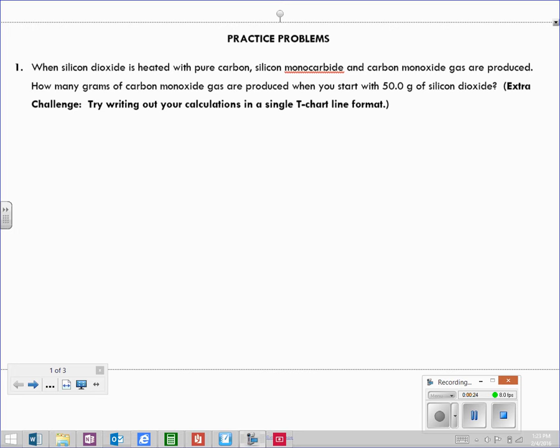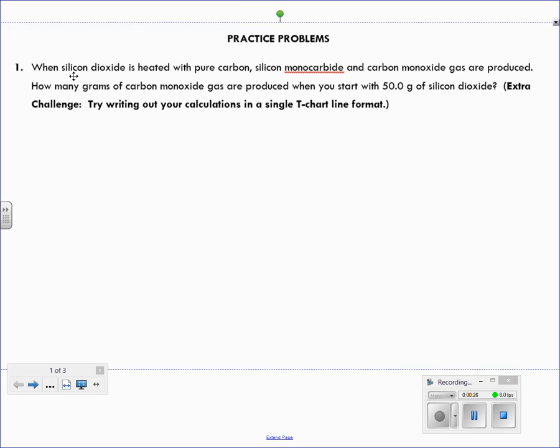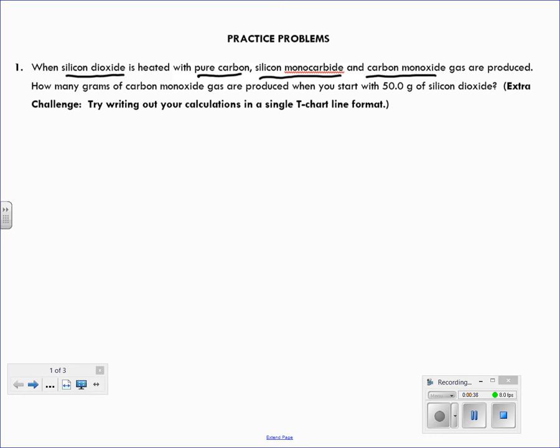First question says, when silicon dioxide, and for the record, as I go through, I'm just going to underline parts that I think will be important. When silicon dioxide is heated with pure carbon, silicon monocarbide and carbon monoxide gas are produced. How many grams of carbon monoxide gas are produced when you start with 50 grams of silicon dioxide? Okey dokey. Extra challenge, single T-chart line format, which is my personal favorite because it makes my little nerd heart go pitter-pat. So remember that every stoichiometry problem has to start with a balanced equation.